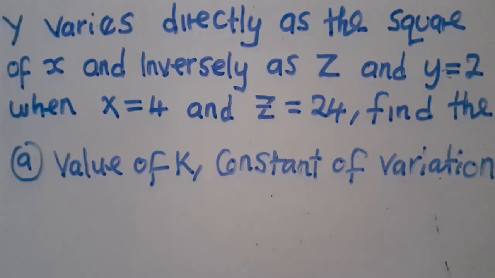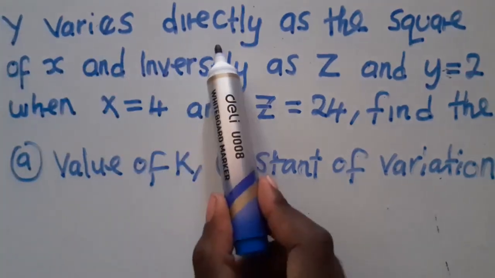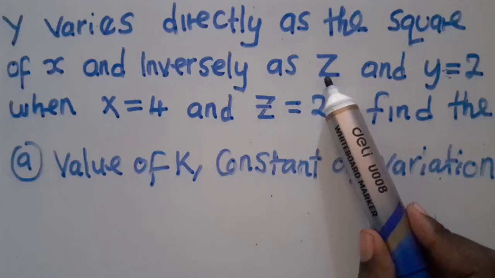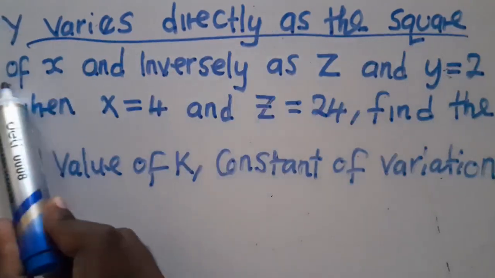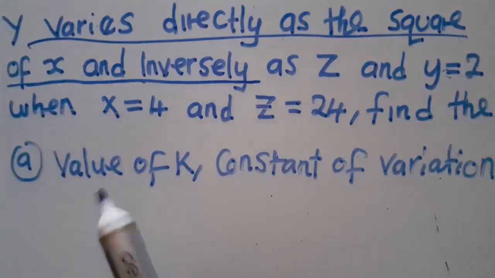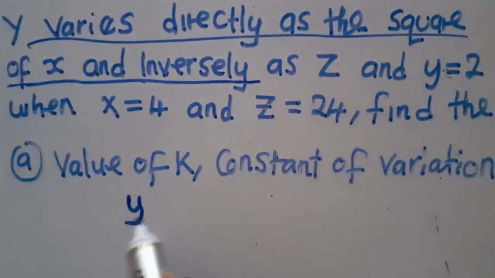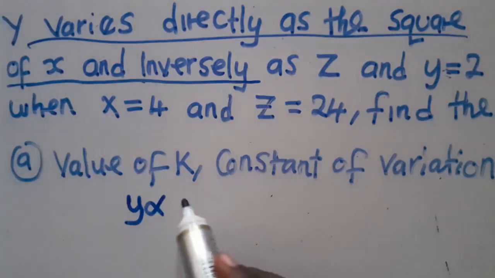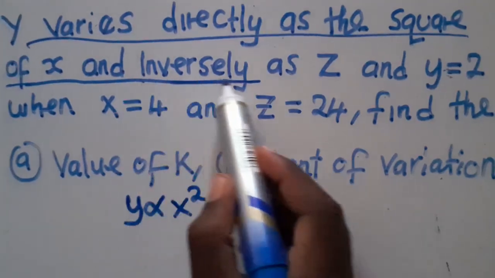So straight away, I'll go to the question. The question is saying, y varies directly as the square of x and inversely as z. So this is a statement here. This statement, you need to understand it. This is an important statement that you need to get. So it is saying that y varies directly as the square of x, and inversely as z.